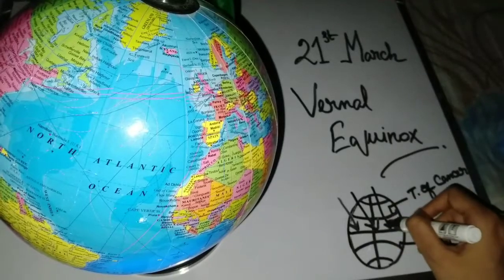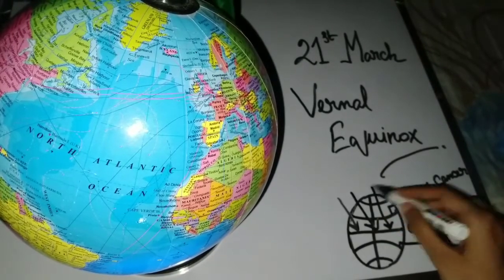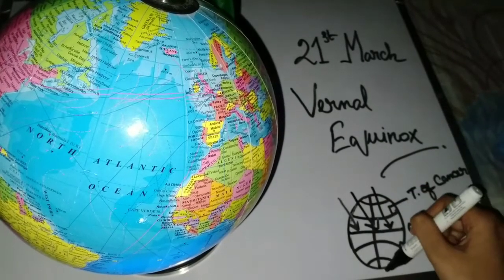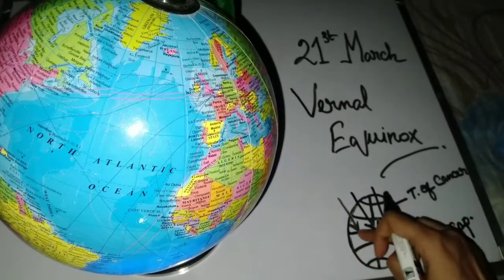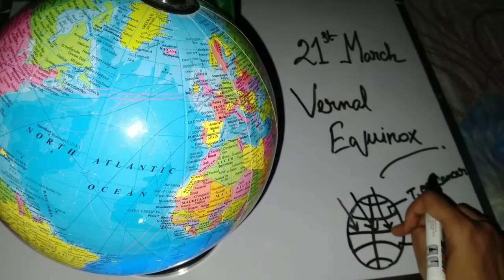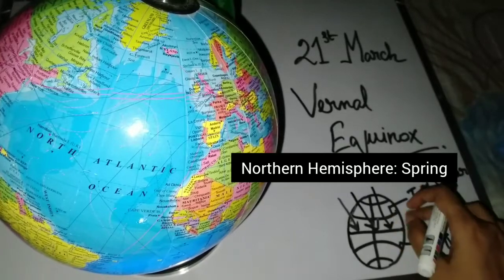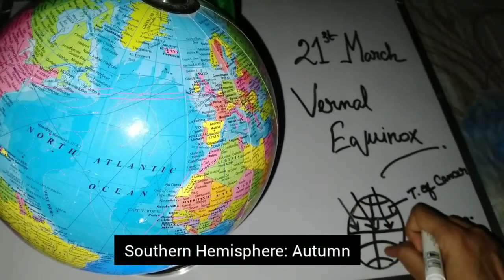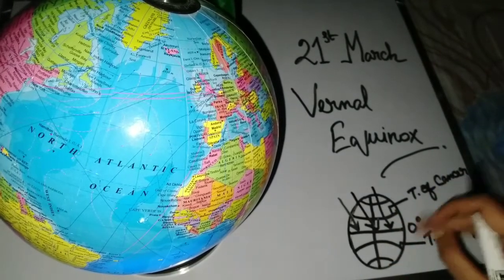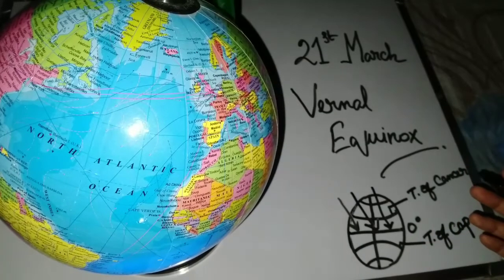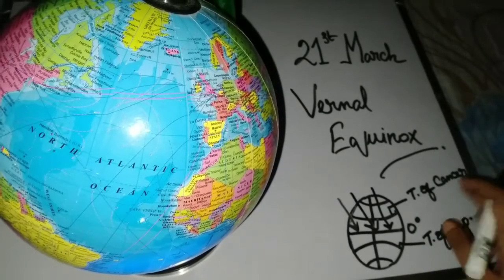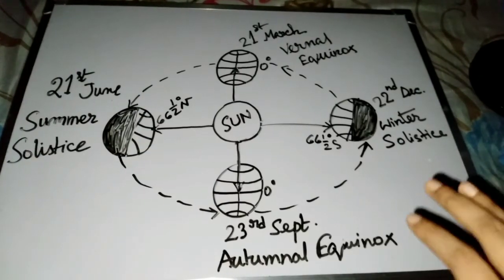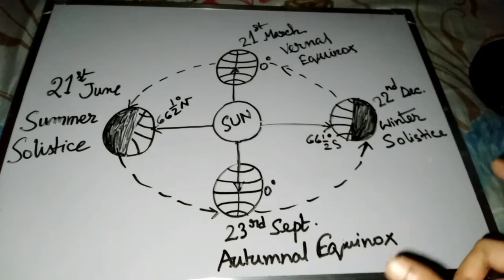So the sun rays fall vertically over the equator, and all places again have equal day and equal night, because the North Pole and the South Pole are at equal distance from the equator. So it is spring in the northern hemisphere and autumn in the southern hemisphere. Actually this is the opposite or reverse position of the autumnal equinox, and that is why it is known as the vernal equinox.